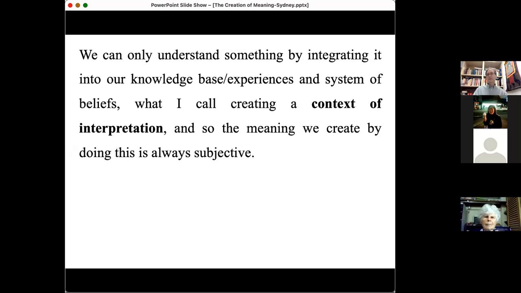We can only understand something by integrating it into our knowledge base or our experiences, which is basically the same thing, and our general system of beliefs. What we do is we create a context of interpretation, which is not the total context, but bits of knowledge, bits of the actual context, bits of information and the assumptions that we can put together so that whatever we're trying to make sense of can make sense. And doing it this way, of course, is always subjective. There is no objective way to do this.